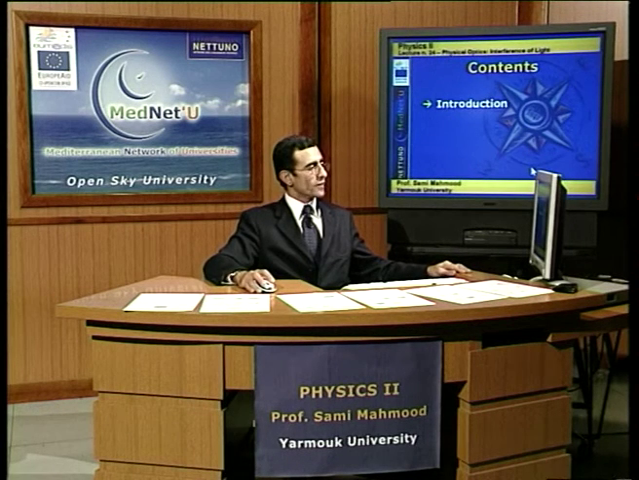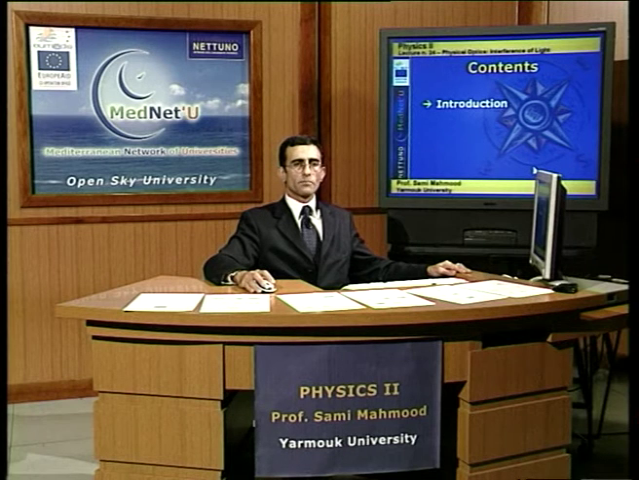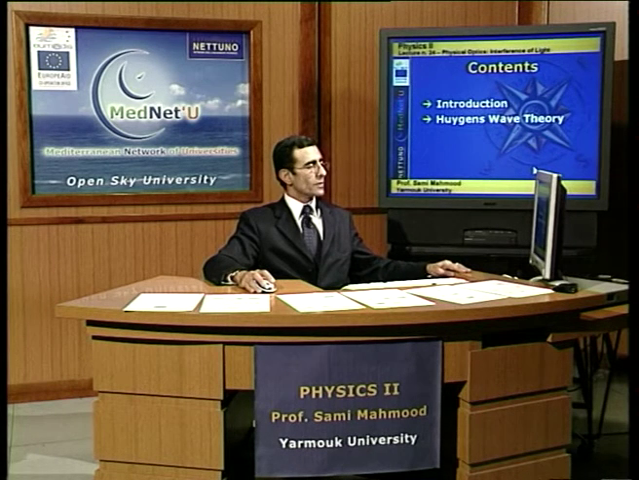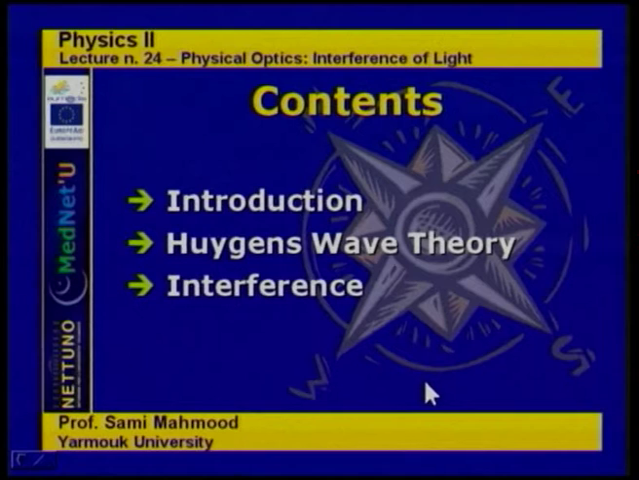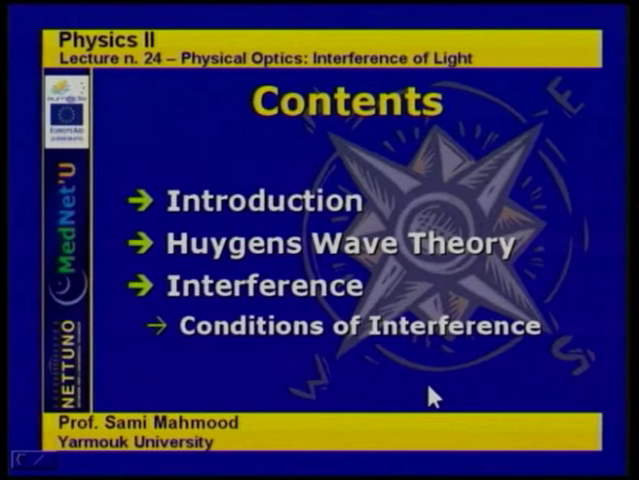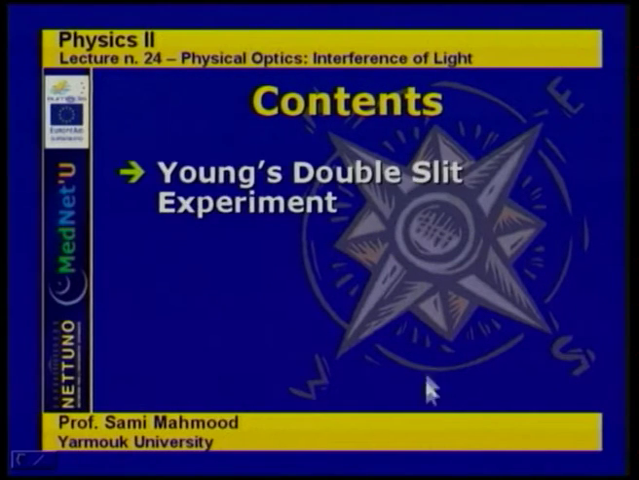And the contents of this lecture: in the beginning, we will have some introductory session. Then we will talk about Huygens wave theory and Huygens principle. Then we will introduce the concept of interference and define interference. We will discuss the conditions for interference. We will talk about the coherence condition. Then we will describe Young's double-slit experiment and its results.